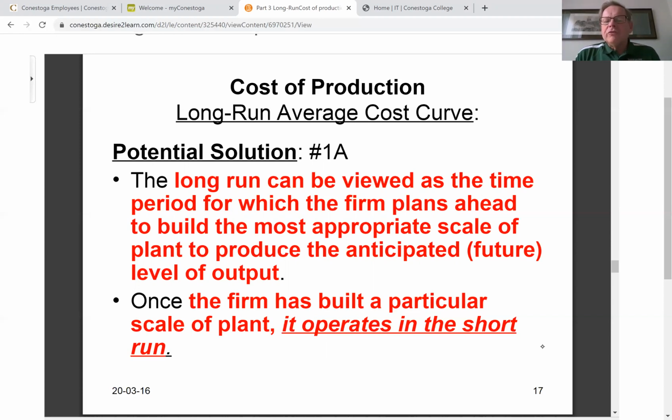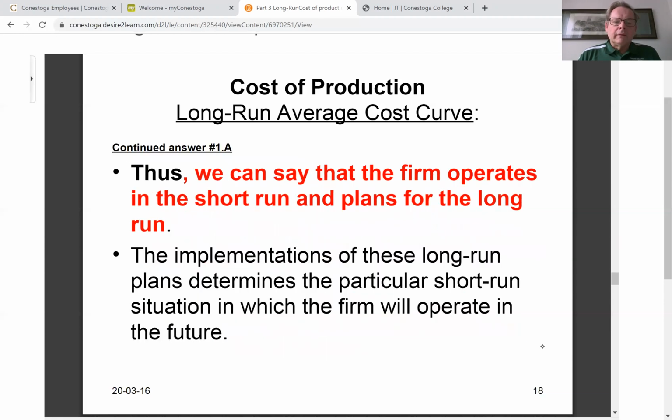So the firm plans ahead to build the most appropriate scale of plant to produce the anticipated future level of output. But once the firm has built a particular scale of plant, it is automatically in the short run. It cannot change its output very easily. There are other costs involved. So the firm plans in the long run. Once it puts the shovel into the ground and starts to build their plant, they're automatically in the short run. And thus we can say that the firm operates in the short run and plans for the long run. The implementation of these long run plans determines the particular short run situation in which the firm operates in the future.